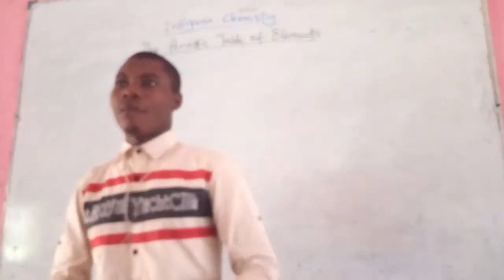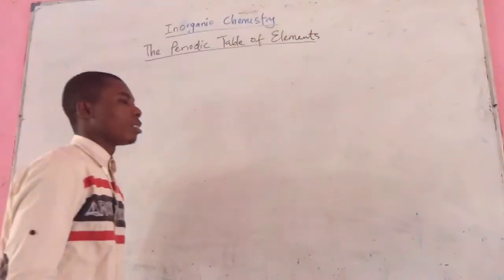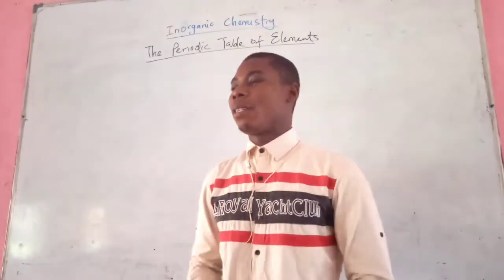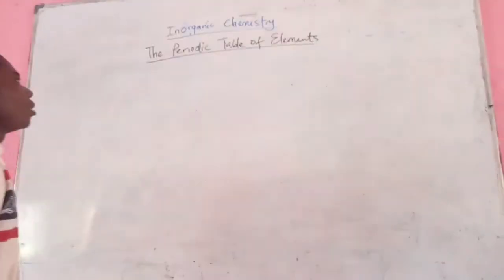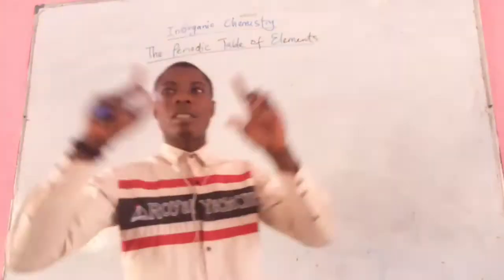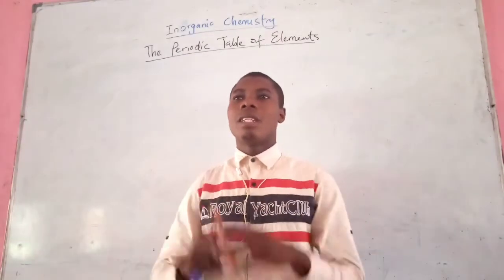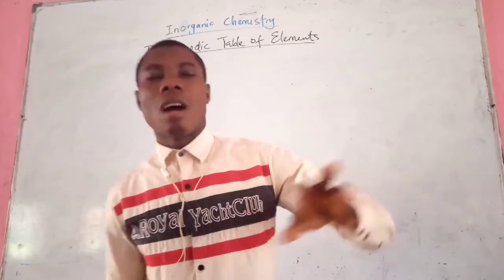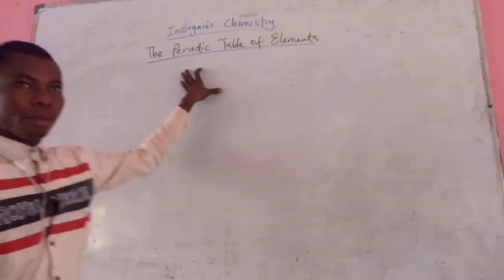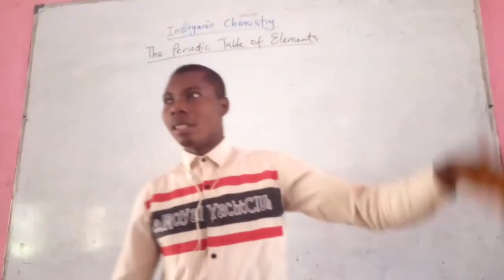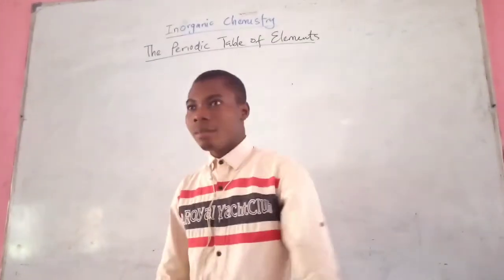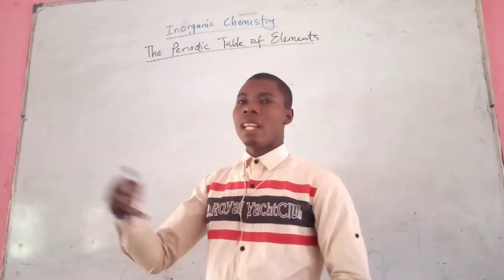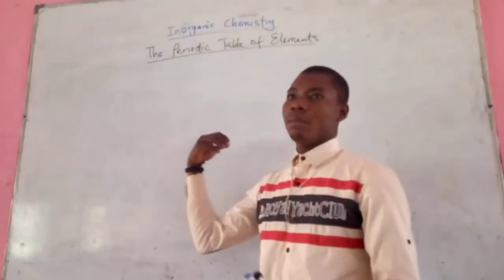It was Dmitri Ivanovich Mendeleev, a Russian chemist, that constructed the periodic table. The periodic table of elements contains families of elements. All the elements that we deal with in chemistry, they are all from what? From the periodic table. The periodic table contains elements: hydrogen, helium, lithium, beryllium, boron, carbon, and so on and so forth. All of these elements are in the periodic table.